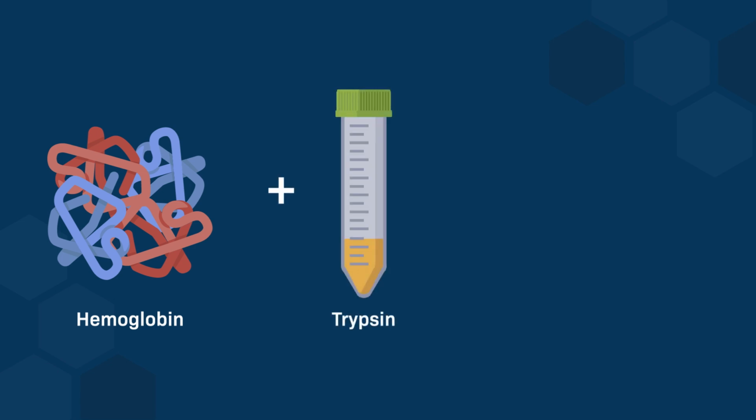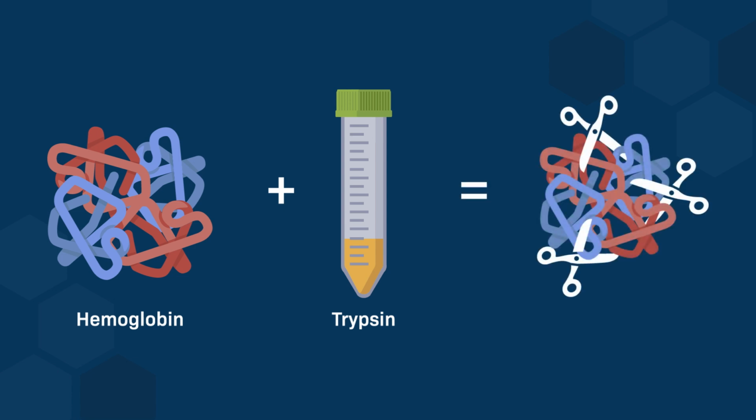hemoglobin to trypsin. Trypsin is an enzyme that cleaves proteins specifically after arginine and lysine in the polypeptide chain. This creates fragments of hemoglobin called tryptic fragments, which are produced from the digestion with trypsin. These fragments can be obtained from both healthy individuals and patients with sickle cell anemia.